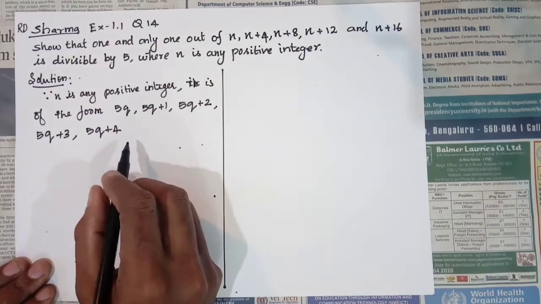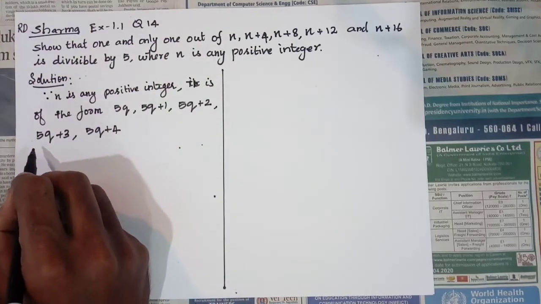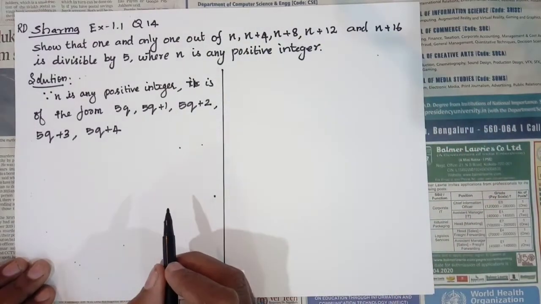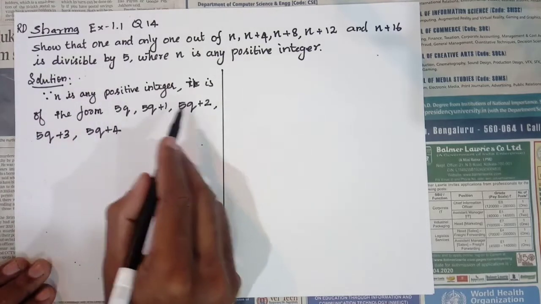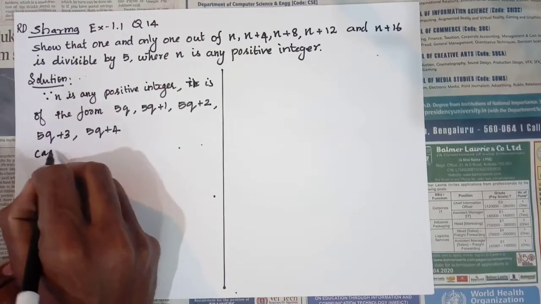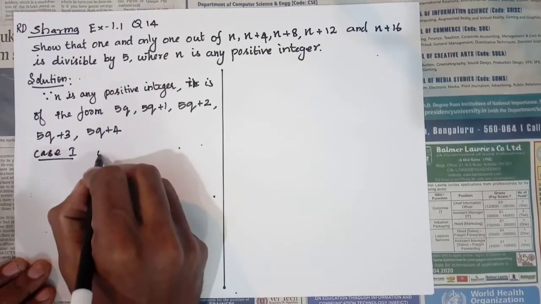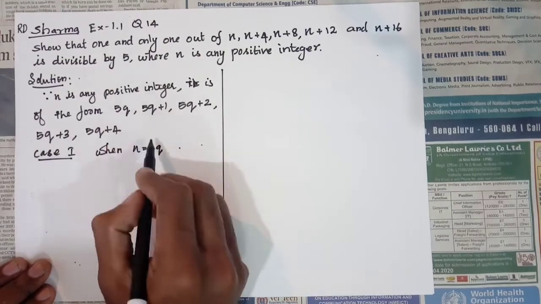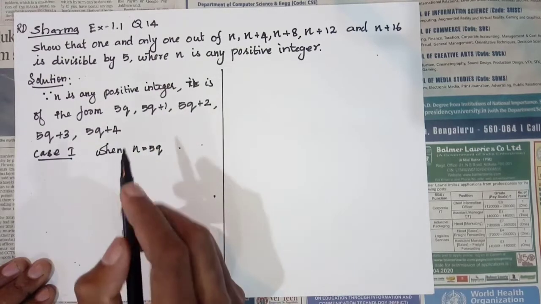So we have written the format of n. Now we have to prove that only one of among these values is divisible by 5. We have to assign the n values, each value for n. Now we have case 1, when n is equal to 5q. Such 5 cases are there, so we have to write 5 cases.